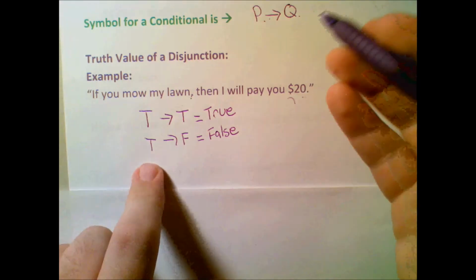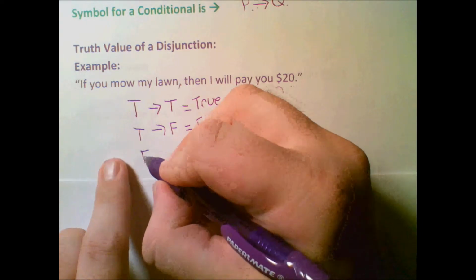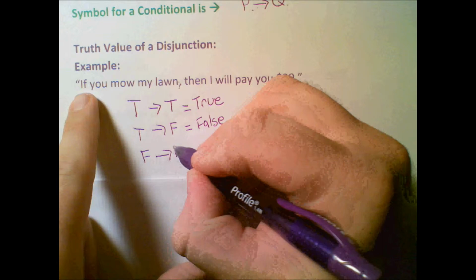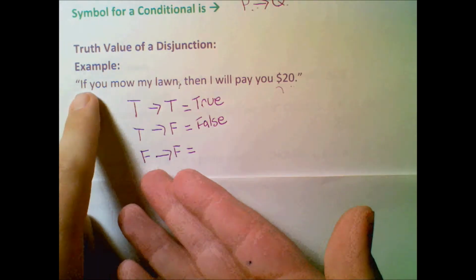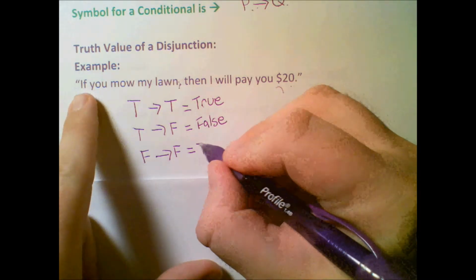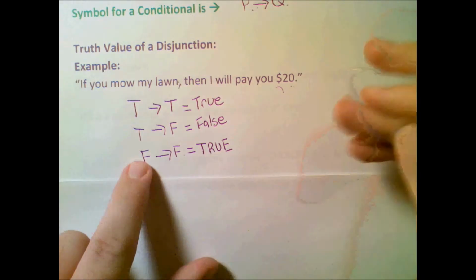Now, let's take a look at the next one. Let's say the first part is false. You didn't mow my lawn. Then I didn't pay you $20. We should be cool. You didn't do what I asked you to do, and I'm not doing what I said I would. So therefore, this statement is true. This still holds up on the contract.